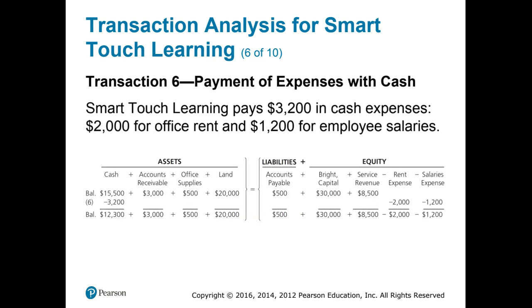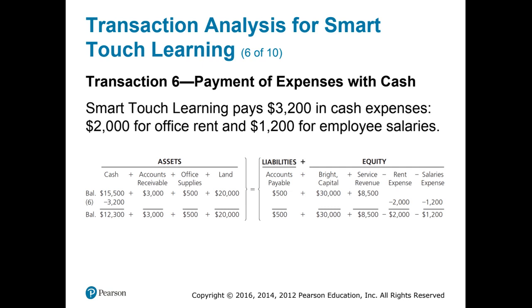And then for transaction 6, here the business pays $3,200 in cash expenses, $2,000 is for office rent, and $1,200 is for our employees' salaries. So the $3,200 in cash expense, we've paid that out. So we're taking that money out of our cash, out of our pocket, and paying stuff with it. So our cash is going down. So we're going to subtract out $3,200 from our cash account.